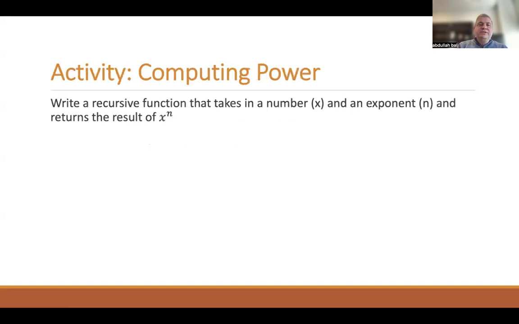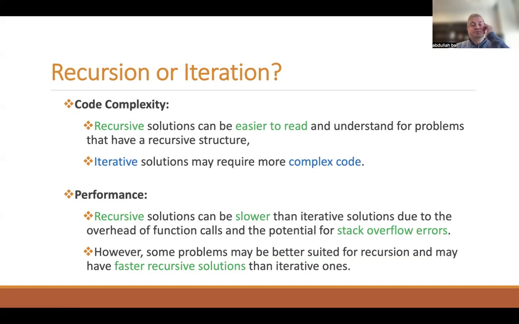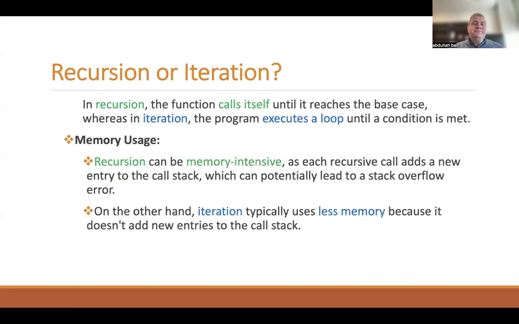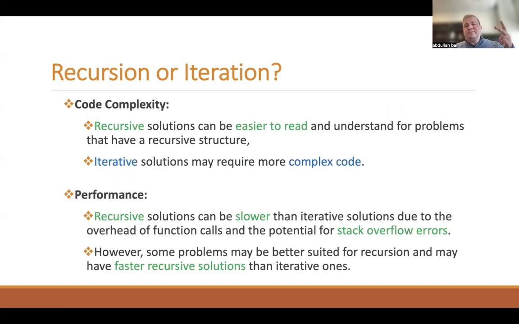So when we decide on a recursive or iterative algorithm, to design an algorithm in recursion or iteration form, we have to consider these three items: memory usage, code complexity, performance.